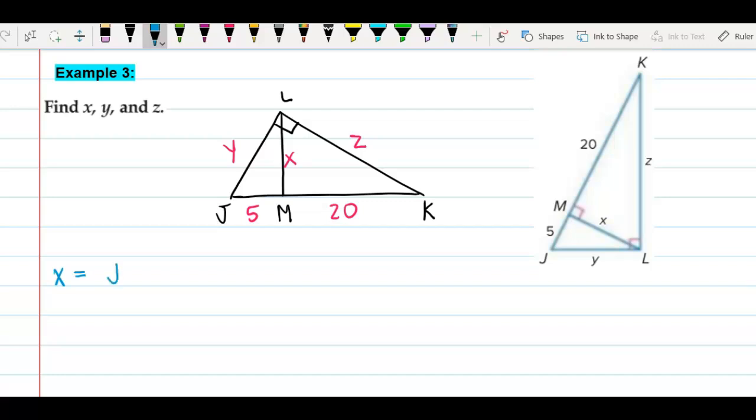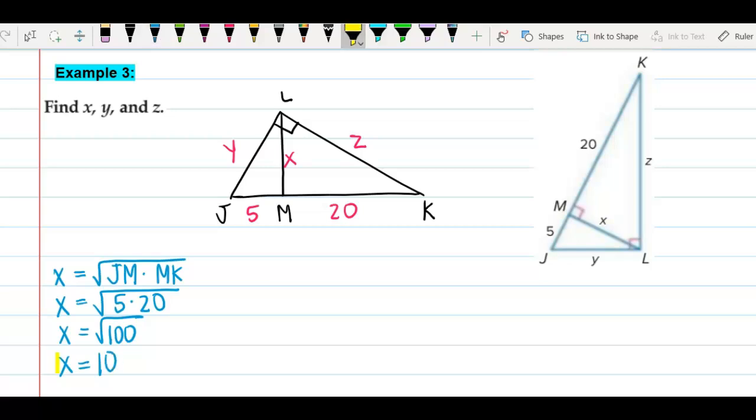So the pieces of the base would be JM and MK. Multiply their lengths together and take the square root. I'm doing that because I'm finding the altitude, the height of our triangle. So when I plug in my numbers, JM is 5, MK is 20, and then I'm going to take the square root. 5 times 20 is 100. The square root of 100 is 10. So now I found X. X is 10.